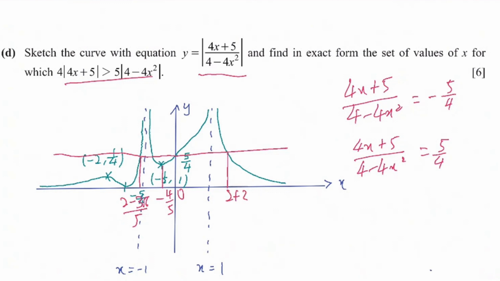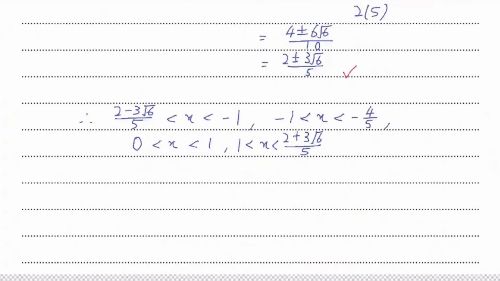This is 2 plus 3 root 5. So we just need to look at the range of values of x such that this graph is greater than 5/4. This graph is greater than 5/4 in between here and in between here. Okay, it's greater than 5/4. So we just need to state what the values are there.